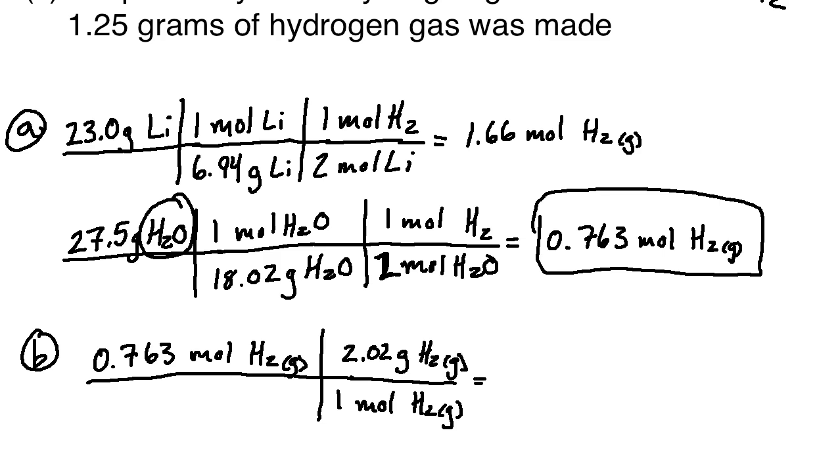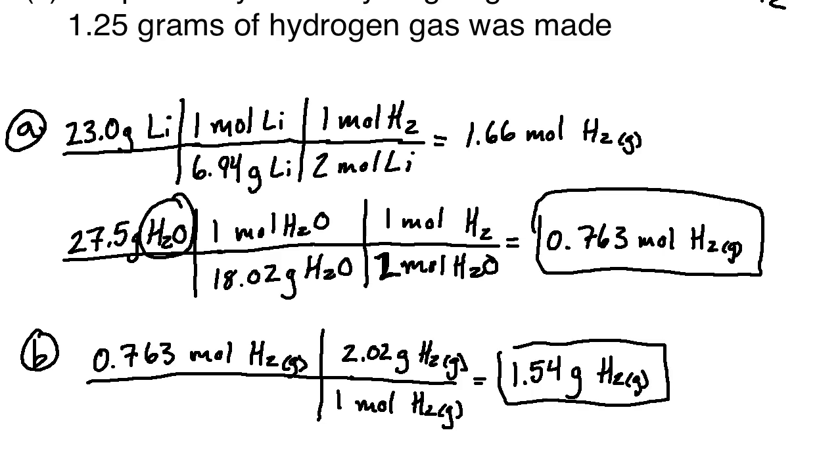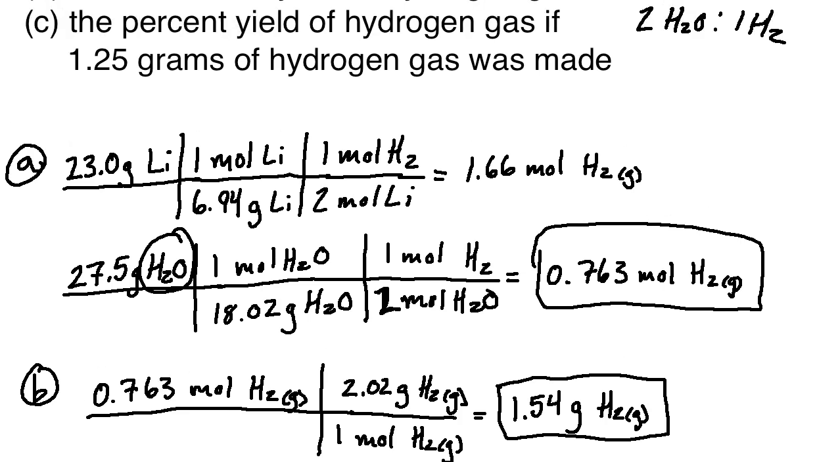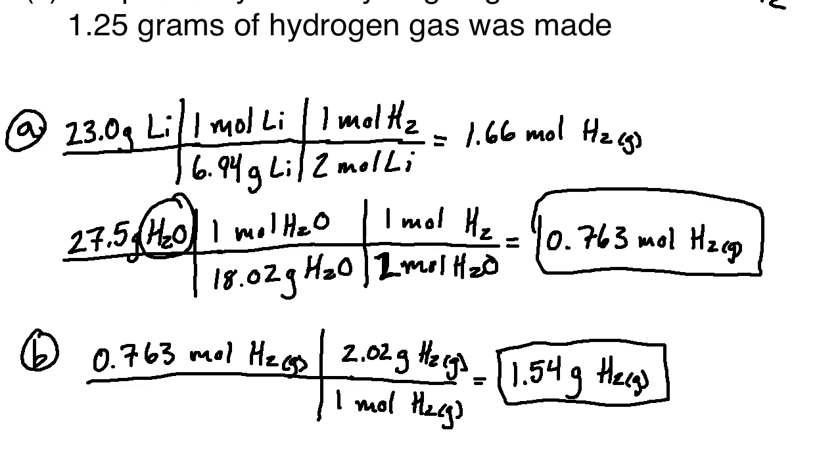Simple multiplication here will tell me that the potential theoretical yield would be 1.54 grams of H2 gas. So now this is the theoretical yield. This is how much, based on the amounts given in the problem, hydrogen gas I could theoretically produce. All right, so now the next thing I want to do is finally find out what is the percent yield of hydrogen gas if 1.25 grams of hydrogen gas was made in the laboratory.